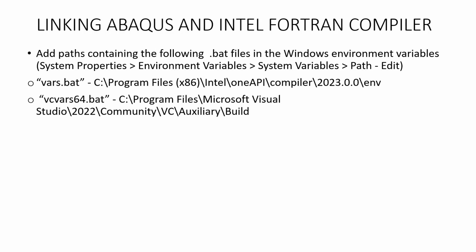So this interaction between ABAQUS and the Intel Fortran compiler is enabled through this linking. So this is one important step. Here I will be explaining how to link ABAQUS and the Intel Fortran compiler. After installing all three softwares, what we need to do now is search for the following two files. There is one file called vars.bat, which is listed in this particular path, and another is vcvars64.bat, which is listed in this path.